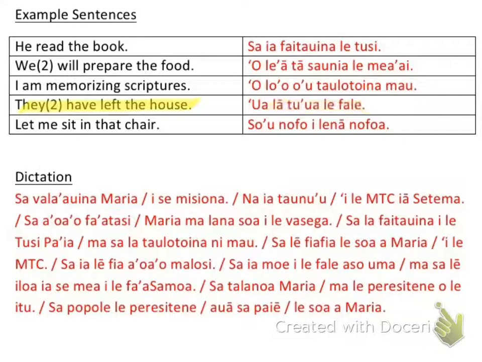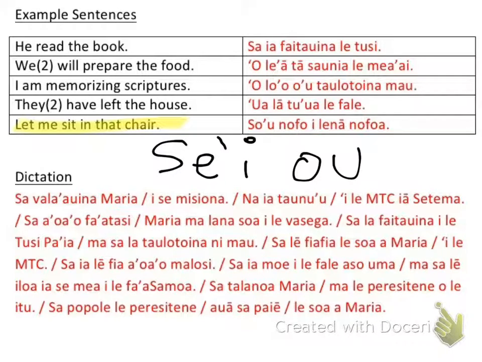Okay, moving on to the last example sentence, let me sit in that chair. Okay, so I kind of taught you what let's is. Let's is se'i, usually, okay? But when I throw an O right here, it just changes that into so. Okay, we talked about that, sorry. So let's is se'i, and then if the se'i precedes the O, then it turns into so. Okay, so that's how that sentence will start.